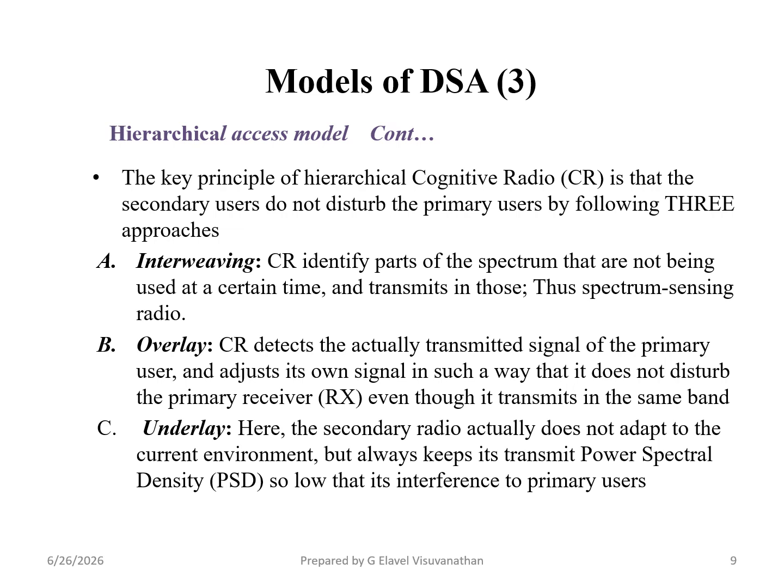Underlay is where the secondary radio does not adapt to the current environment but always keeps its transmitting power spectral density so low that its interference to the primary is minimal. That is underlay. The secondary radio does not adapt to any current environment, and keeps transmitting at its own PSD, that is power spectral density, so that there is low interference to the primary user.